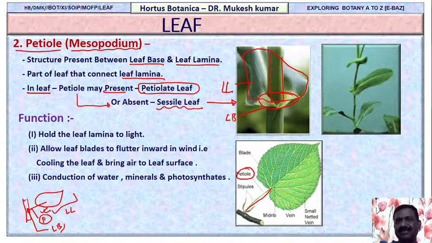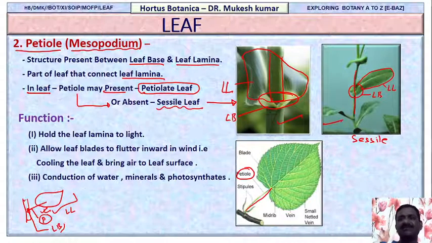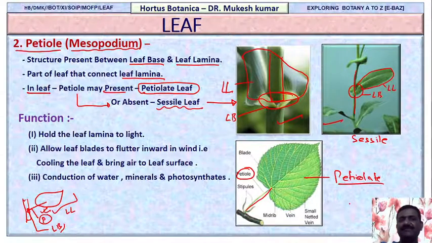Here also, see, this is the stem. So we have the leaf base and this is the lamina. We have leaf base and leaf lamina, so we don't have the petiole. So this is again an example of sessile. So we have two examples of sessile and one example of petiolate. This is called petiolate leaf, and this is called sessile leaf, isn't it?